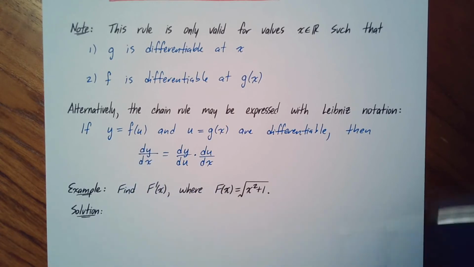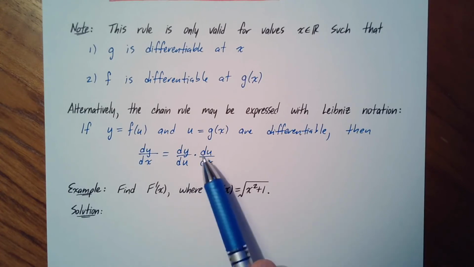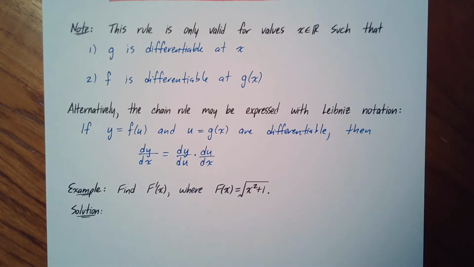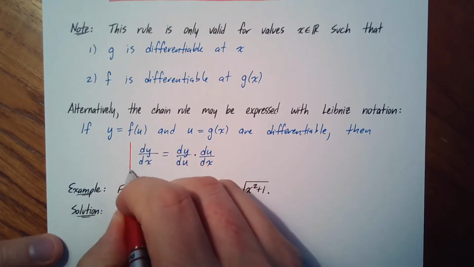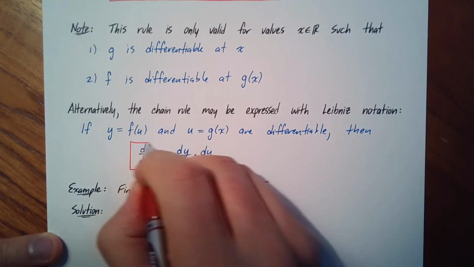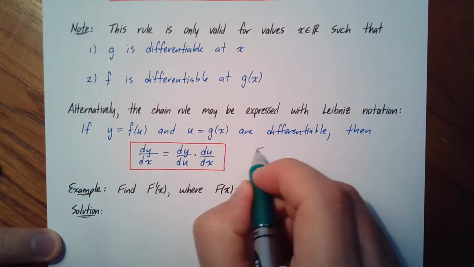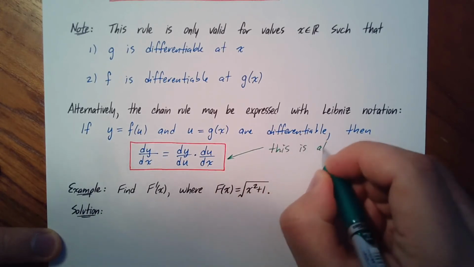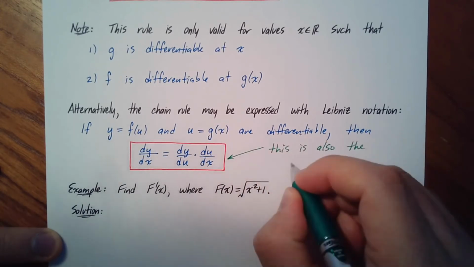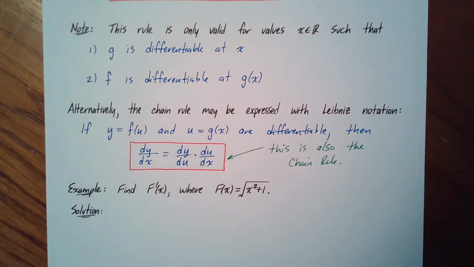So if you were just to allow yourself the flexibility to think of these derivatives as fractions, then you can recover the chain rule just by thinking of this as cancellation. But I do want to emphasize that they're not actually fractions, so we're not going to actually do any of that cancellation, but it's a nice memory tool. So let me just also add, just to make it clear, this is also the chain rule. It's just expressed differently. Okay, so that's another phrasing.